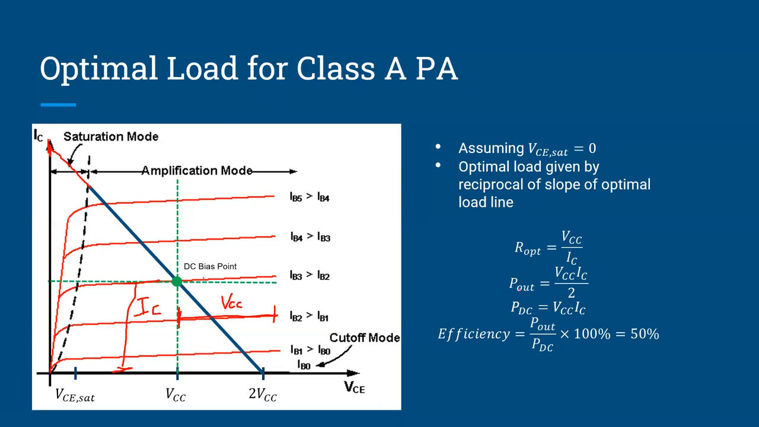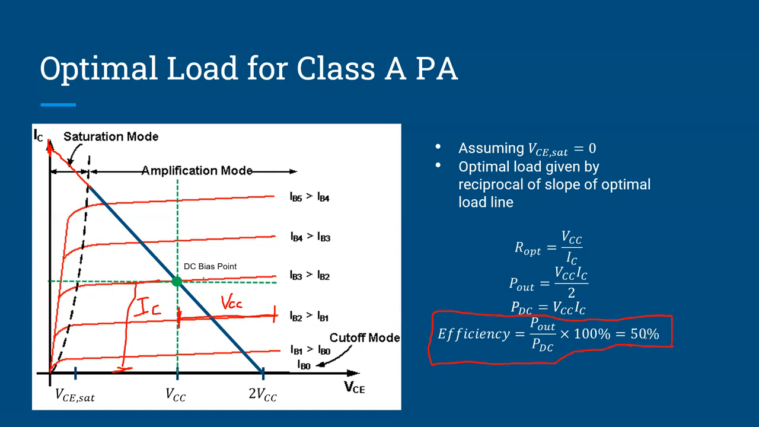So that means the maximum output power we can get from this device is going to be VCC times IC over 2. And the DC power is the same as before, just VCC times IC. If you take the ratio of the output power to the DC power, it's 50%. That's a nice 2x improvement over the common collector amplifier. 50% is not as bad as 25%, and it's way better than 6%. It's still not great, but this is the theoretical maximum efficiency you can get from a Class A amplifier.